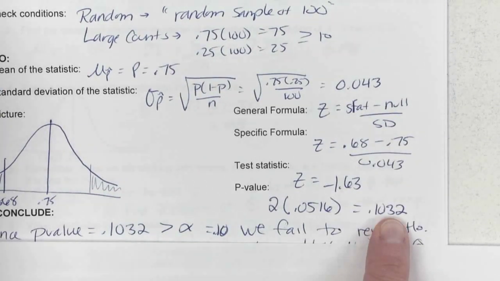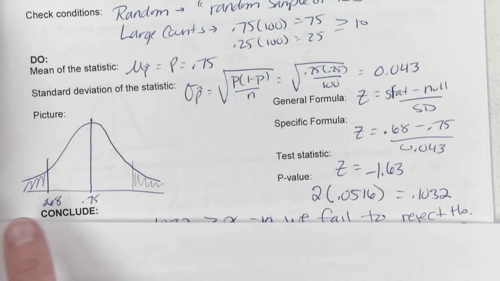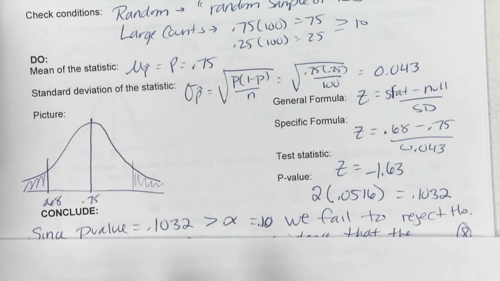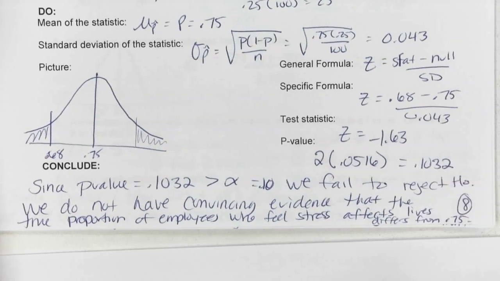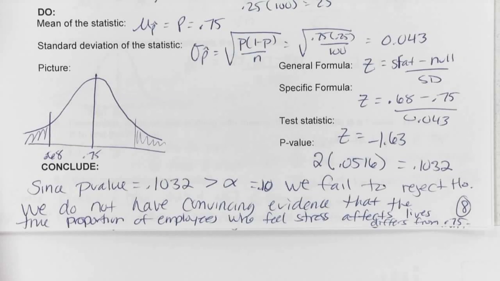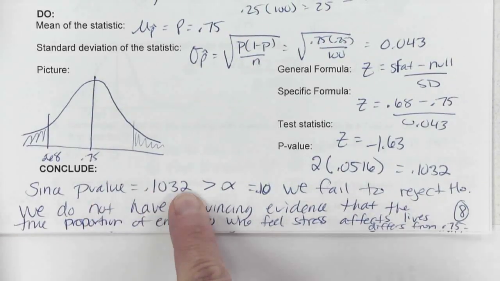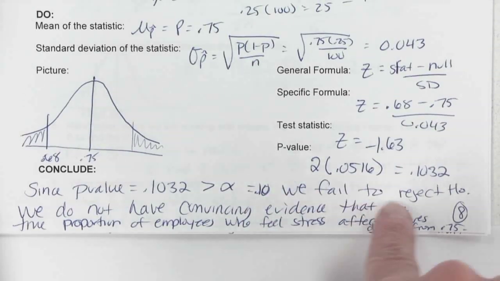So the p-value for this test is about 10.32%, meaning there's roughly a 10.32% probability of obtaining a sample to be at least as different from 0.75 as we have observed purely by chance. Is that different? Is that low enough to reject the null hypothesis? So in my conclusion, I'm going to remember to link the p-value to alpha. P-value of 0.1032 is greater than alpha, which we were told to use 0.10. We will fail to reject the null.